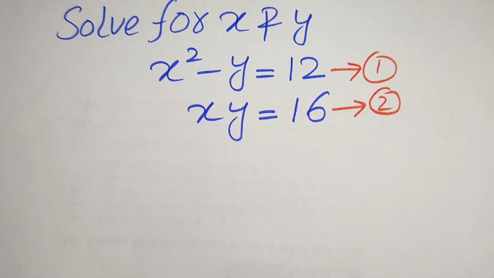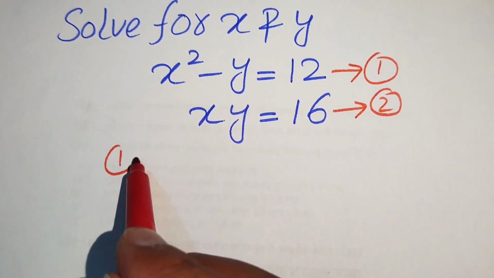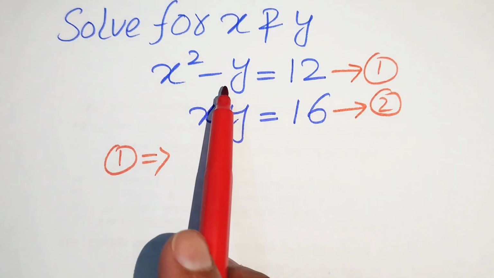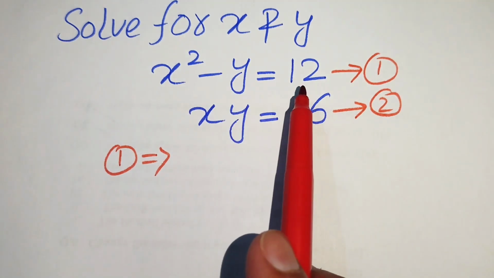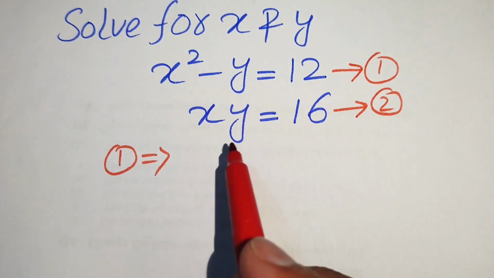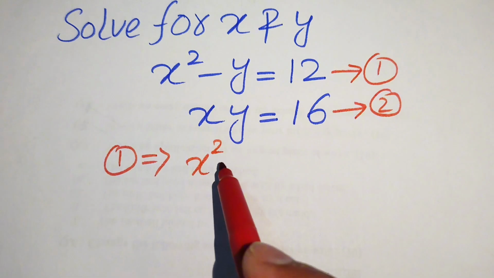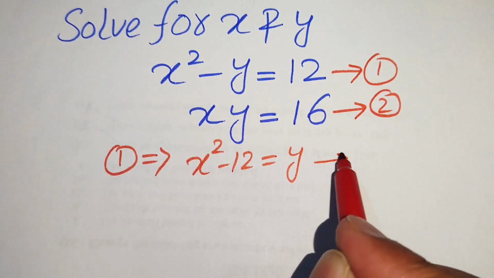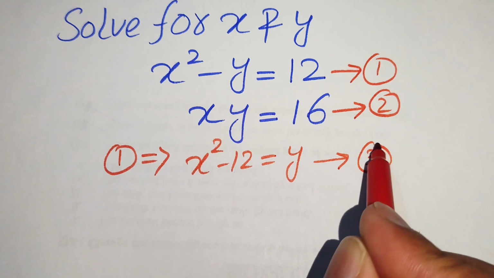Now first we focus on equation number 1. Equation number 1 implies that we move this minus y to the right hand side and we move this 12 to the left hand side. It is written as x squared minus 12 equals y. We call this equation number 3.